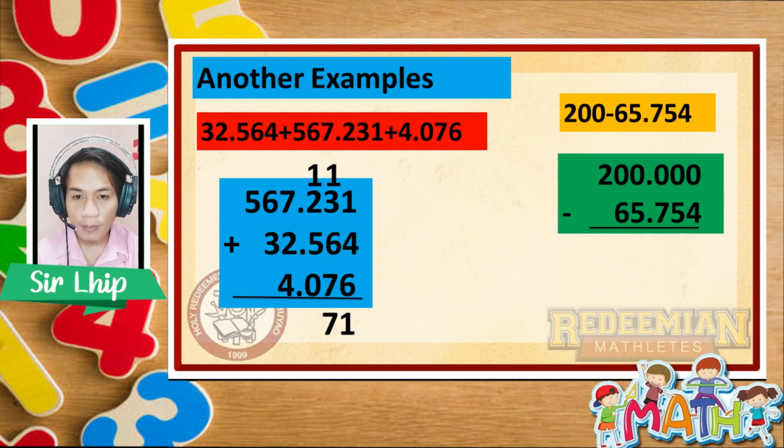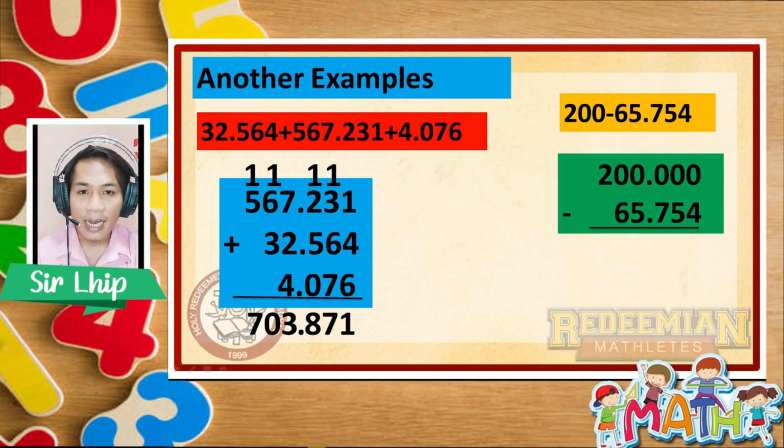Carry 1, 1 plus 2 plus 5 equals 8. Then write the decimal point. 7 plus 2 plus 4 equals 13. Carry 1. 1 plus 6 plus 3 equals 10. Carry 1. 5 plus 1 equals 6. Therefore, the sum is 703 and 871 thousandths.